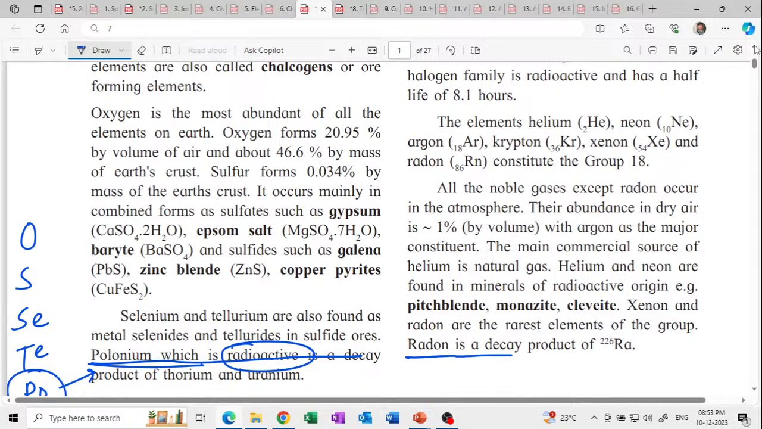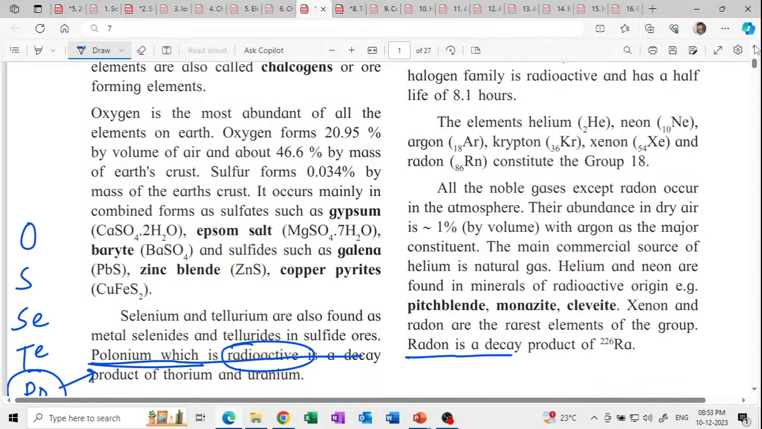Get it? So what is the answer? Polonium. This is the question from the elements of group 16, the P block. Polonium is the answer. Only write polonium and we'll get the 1 mark.